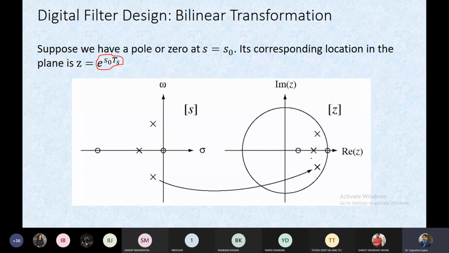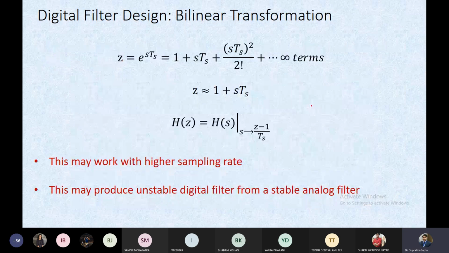But now in this case you can see that this may not always be the unit circle. For a digital system to be stable, the poles must lie within the unit circle. So this may not be the unit circle in general. Based on the value of Ts, we can have this non-unit circle, right? So z equal to e to the power sTs, and if we only keep this one, as I said, the poles may not always lie within the unit circle. That means it may produce an unstable digital filter from a stable analog filter.